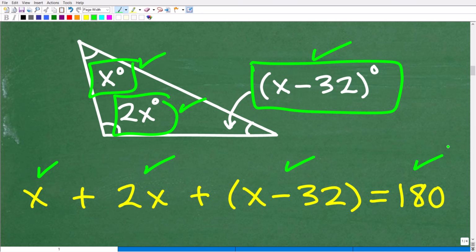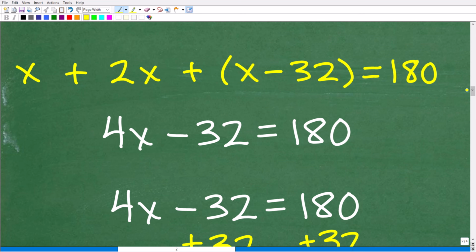There are two components to this problem. One, understanding this property of triangles. The second thing is understanding how to solve basic algebra linear equations. So now we took this geometry problem and we turned it into an algebra problem, more or less. Here's our equation, so let's go ahead and solve for x. This is not that difficult. What we need to do first is add like terms. So we have x, 2x, and x.